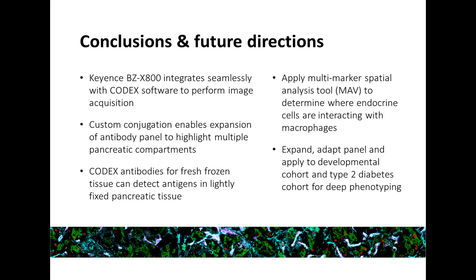And then, as I alluded to, we're definitely going to be applying the multi-marker spatial analysis tools and MAV to help us determine where endocrine cells are interacting with immune cells. Particularly, we're interested in macrophages. And then we also want to expand and adapt our panel to apply to other developmental cohorts as well as type 2 diabetes, to be able to get a deep phenotyping of the different cells that are present in the microenvironment.